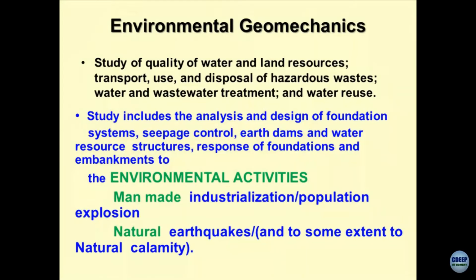And these environmental activities can be grouped in two categories. The first one is man-made and the other one is the natural process, or natural calamities as we call them. Here I have given you some examples of man-made activities, though we discussed them in quite some detail. Primarily, the man-made activities would be industrialization and population explosion, and everything is part and parcel of this, including the scarcity of land which I talked about in the previous lecture.